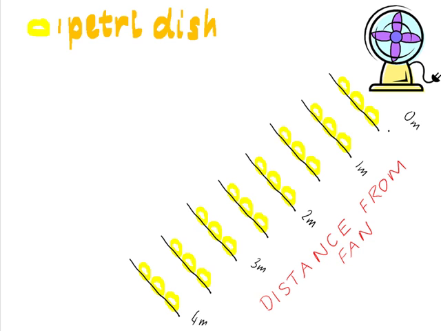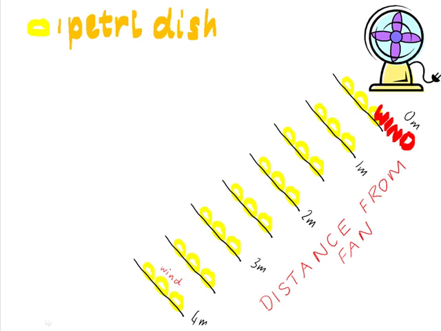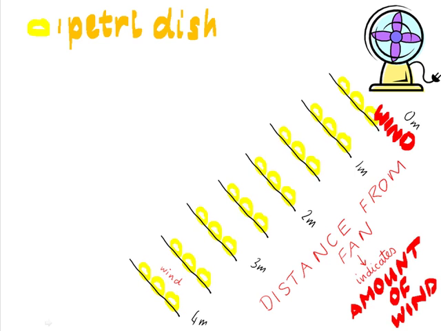We can place some Petri dishes at 0.5 meters from the fan, half a meter, and then some more at 1 meter from the fan, and then at 1.5, and then at 2 meters from the fan. And those that are close to the fan experience much more wind than any of the others. So the further from the fan, the less the amount of wind experienced. Distance from fan is an indicator of the independent variable amount of wind.